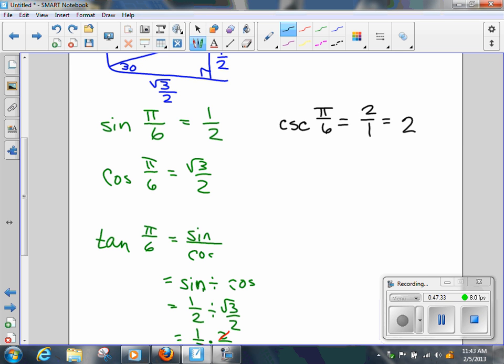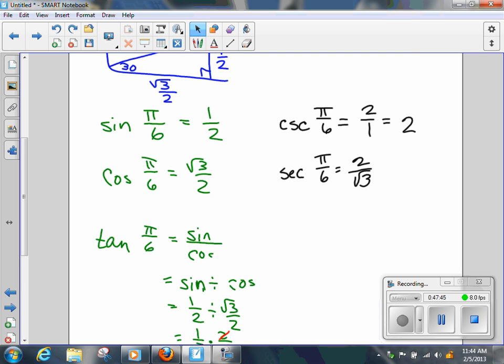What's the inverse of cosine? Secant, good. All right, now, can I leave it like that or do I have to clean it up a little bit? Clean it up a little bit. We have to rationalize again. Dang it. Multiply by root 3 over 3. And don't we get 2 root 3 over plain old 3? Y'all with me? Okay.